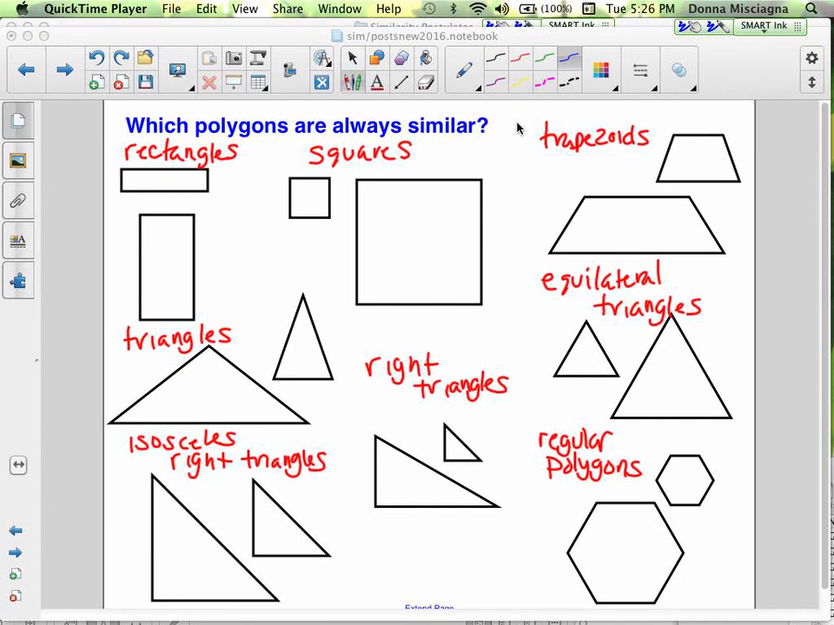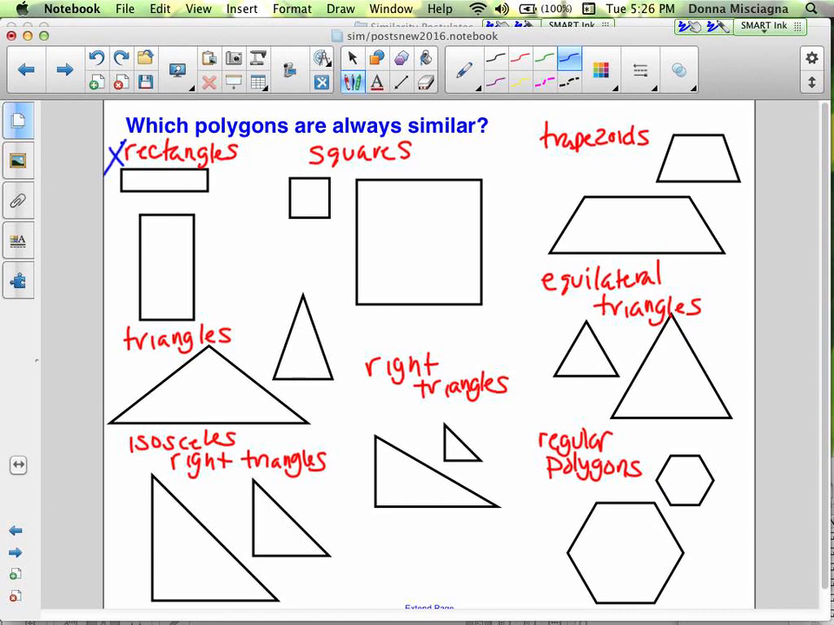Rectangles aren't always similar. So this one was a no. I'll just put no next to it. You can think of a rectangle that's almost a square, its side measures are pretty similar, and then one that's really, really skinny. Those sides wouldn't be in proportion. They're not similar. So rectangles, no.